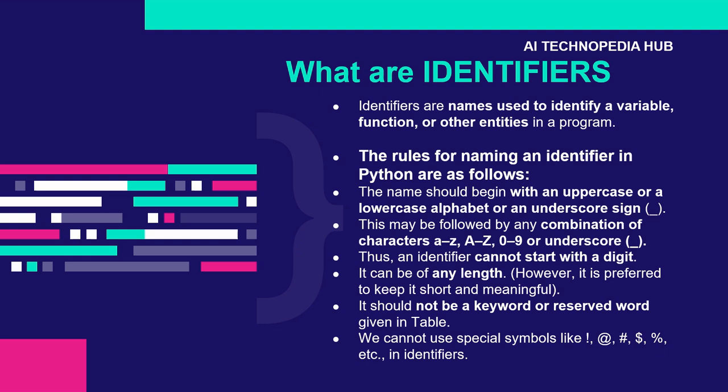Now, after understanding what keywords are, let's understand what identifiers are. In programming languages, identifiers are names used to identify a variable, function, or other entities in a program. Now, there are certain rules for naming an identifier. Let us say we want to give an identifier in Python. The name should always begin with an uppercase or a lowercase alphabet or an underscore. This may be followed by any combination of characters like a to z, capital A to Z, 0 to 9, or underscore. Thus, an identifier cannot start with a digit, and it can be of any length.